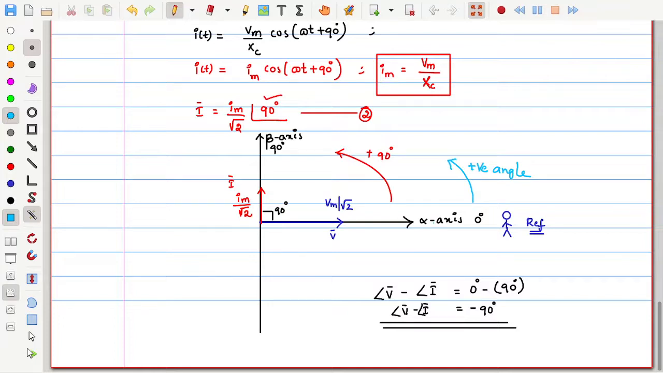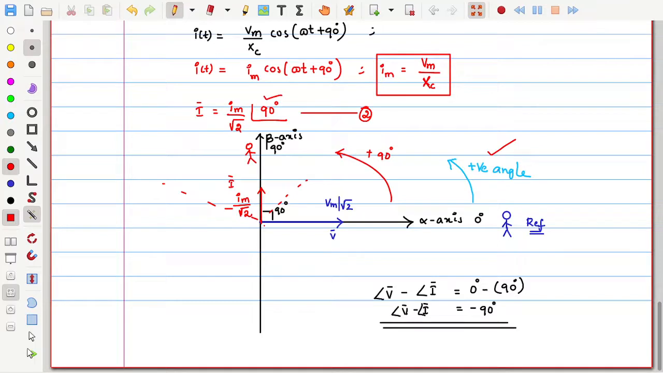Means you are at 0, but somebody has already traveled by 90 degrees. So that guy is definitely leading you by 90 degrees. Remember hereafter that if I am sitting at the 0 degree position, whatever things I could see in the positive angles direction, somebody may be at 90 degrees, somebody may be at 45 degrees, somebody may be at 180 degrees, like that. All those guys are leading me by those respective angles.